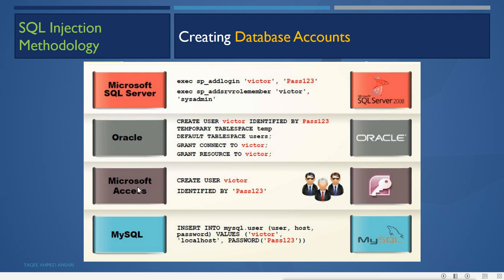In Microsoft Access, the query command will go very simple: create user Victor identified by pass123 password. In MySQL it will go like insert into mysql.user, that is the table name, with the values of user, host, password, and values will be like Victor is the username, host name will be localhost, and the password will be this password. So these are the queries, or the commands we can say, to create a user and make a user admin in these different database services.